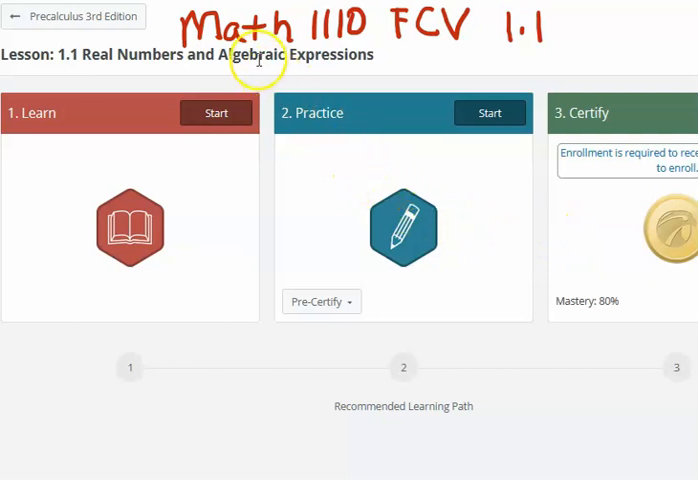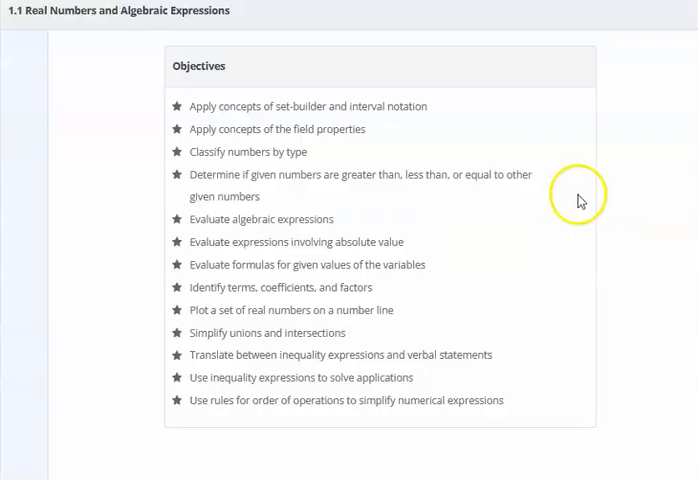In this series, we're going to be looking at Math 1110 flipped classroom video lessons, and we're going to start off with topic 1.1, which is real numbers and algebraic expressions. This is sort of a review of your basic algebra course. I'm not going to go through these in detail at this time, but these are the objectives. You can pause and read them if you like.